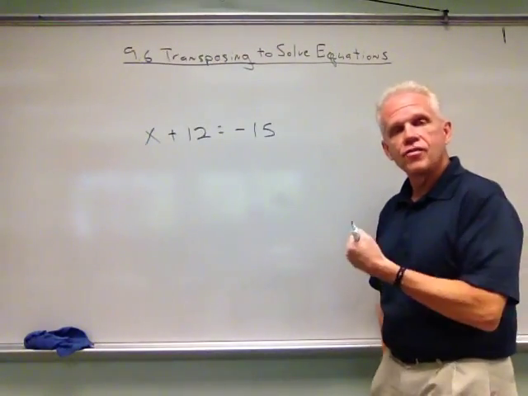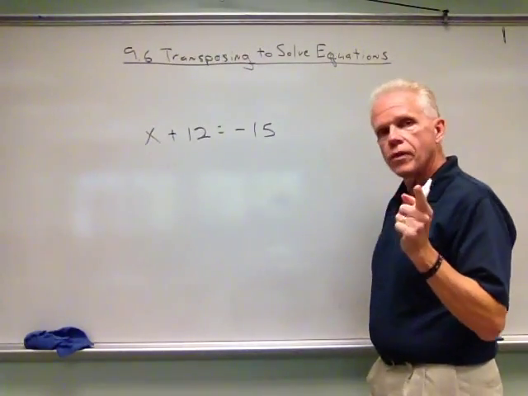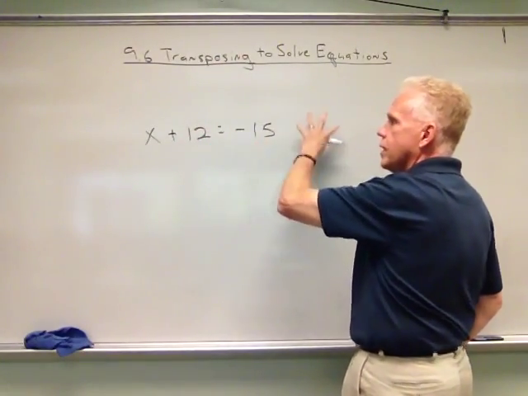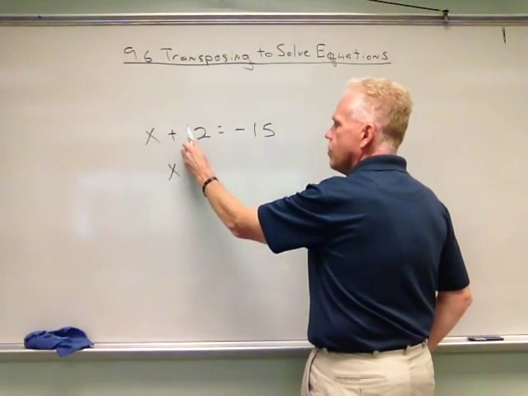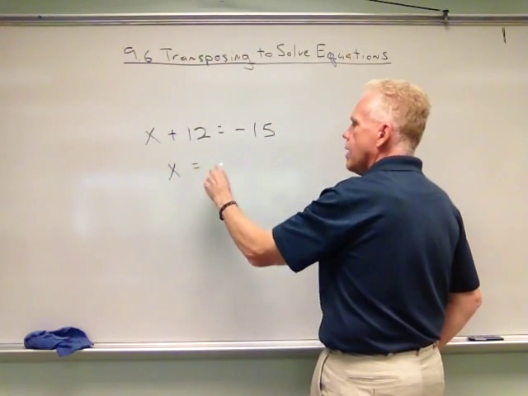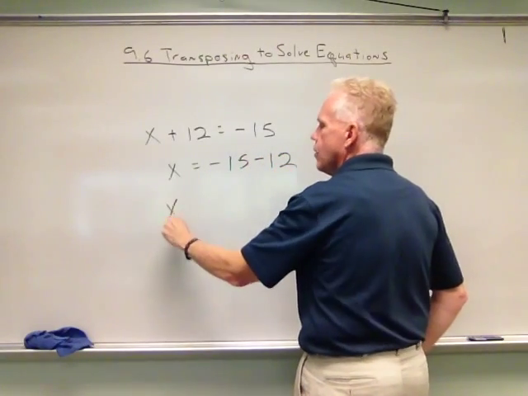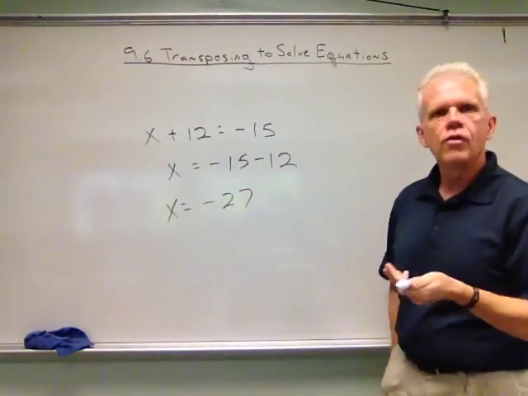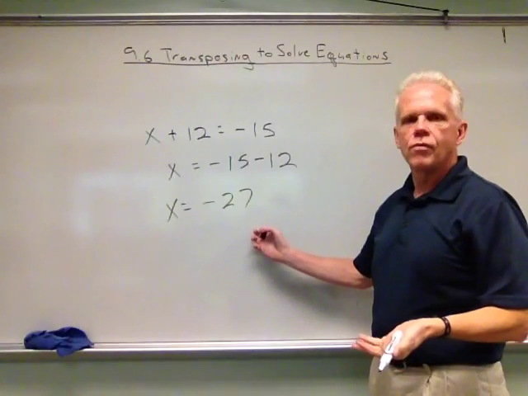Hey, you're back. It's good to see you. So let's take a look right here and see what you did. Hopefully what you did is you saw that this plus 12 and this negative 15 needed to be together. Okay, to get those together, we will transpose the positive 12 away from the x, and we'll get negative 15 and now a negative 12. And when we put those together, we should get a negative 27. So the solution to this equation is x equals negative 27.